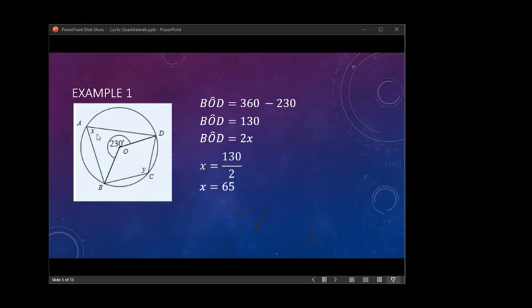So you can find x easily, and to find y we can use the theorem we just learned. x plus y, the opposite angles, should be supplementary, that means the sum of those two should be equal to 180. So y should be equal to 180 minus 65, which gives y as 115. So that's how you do an example. We'll move on.